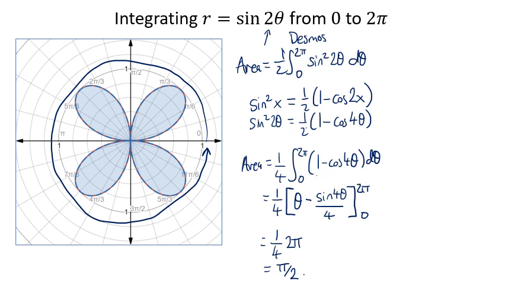So that's a nice little example of polar integration. If you've got a more complicated function for r, you just substitute it in and then think about all the different integration techniques that you've come across and pick out the appropriate one to help you do that.